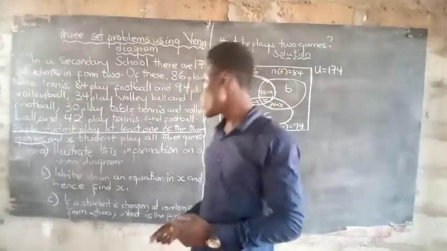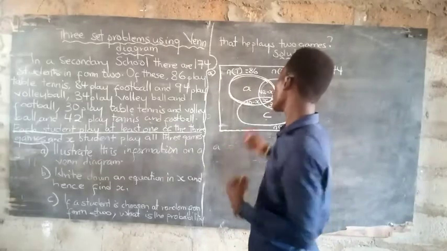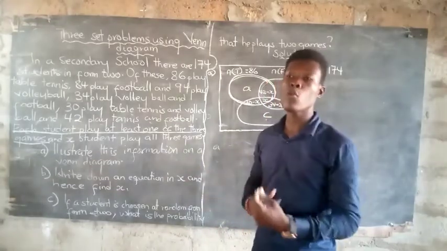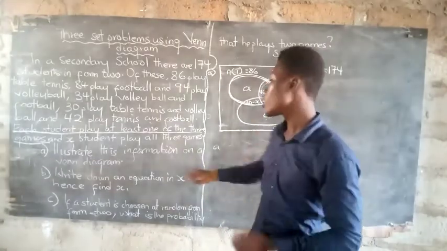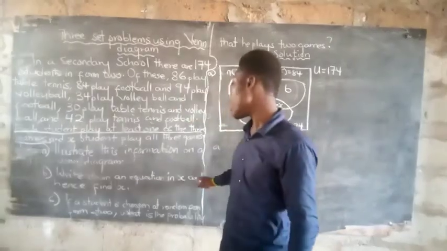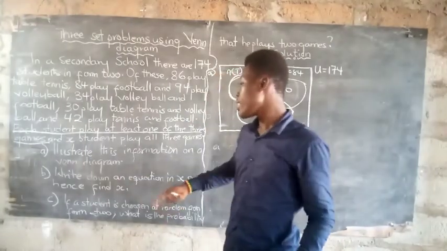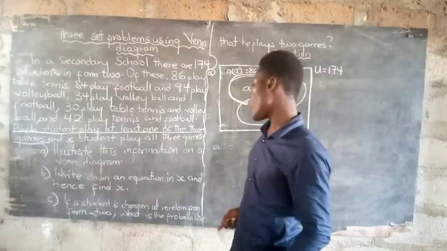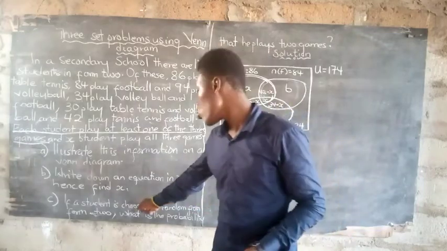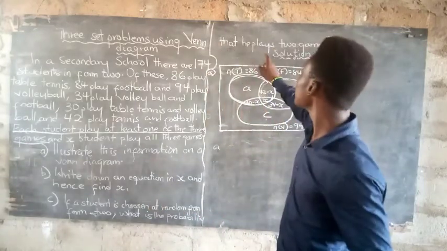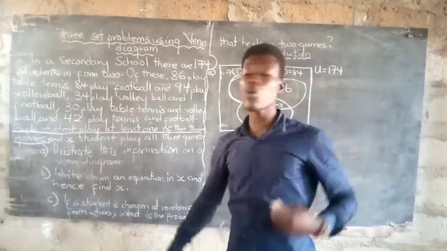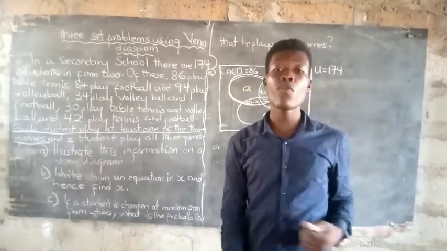In today's video, we are coming to continue from this particular end, so that we will know how to solve questions when they are given to us, how to write down an equation in x and find x. Then if a student is chosen at random, what is the probability that he plays 2 games? So these and more things are what we are coming to do today, so you follow us closely.